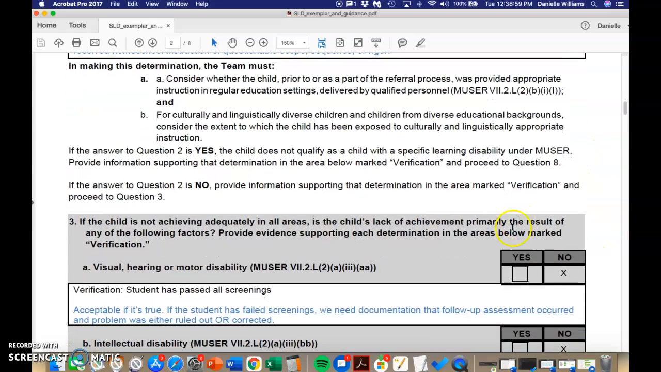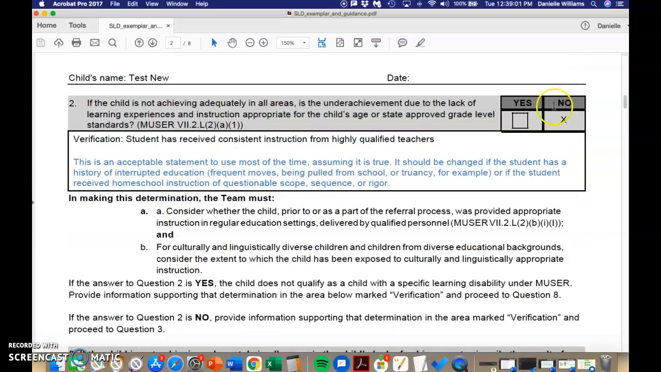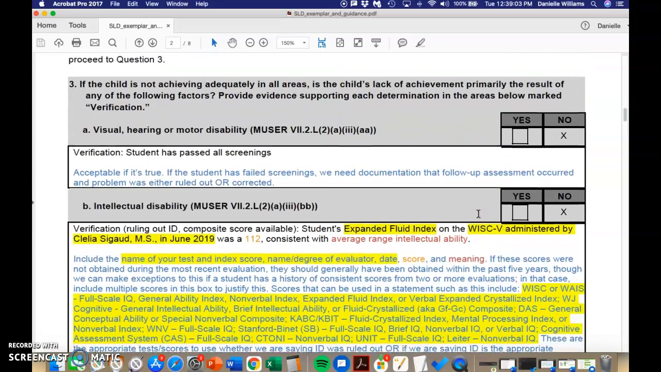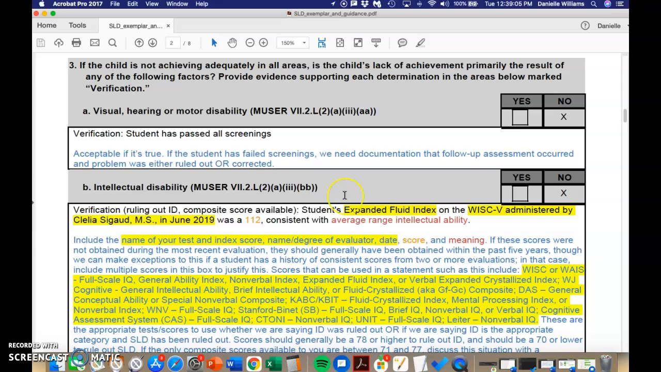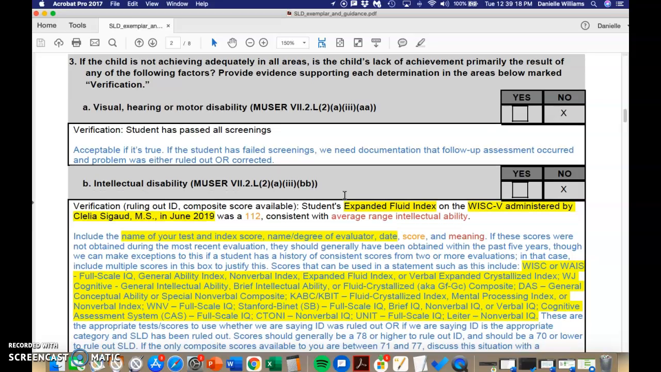So assuming that we've said no to box 2, we move along to box 3. Box 3 is actually a series of several boxes that are all rule outs. And for each rule out, we have to provide some level of verification. Sometimes it's simple and sometimes it's a little bit more complex.